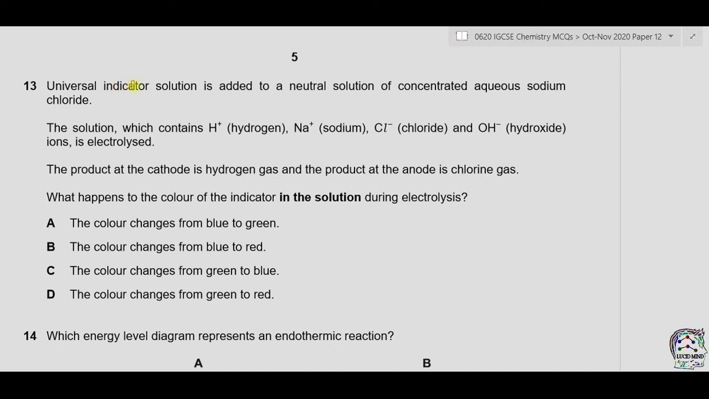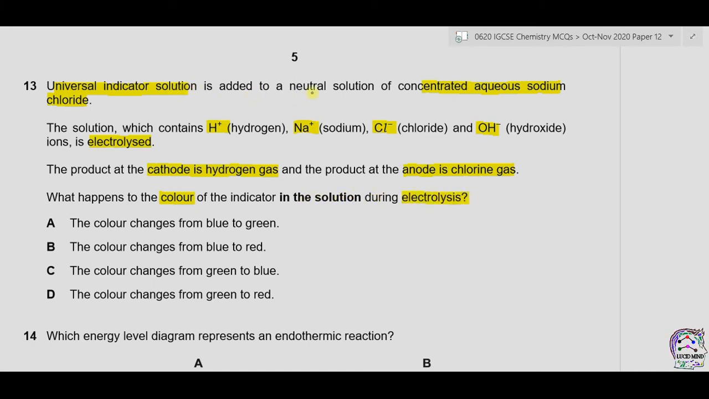Question 13. Universal indicator solution is added to a neutral solution of concentrated aqueous sodium chloride. The solution, which contains H+, sodium+, chloride, and hydroxide ions, is electrolyzed. The product at cathode is hydrogen gas and the product at anode is chlorine gas. What happens to the color of the indicator in the solution during electrolysis?